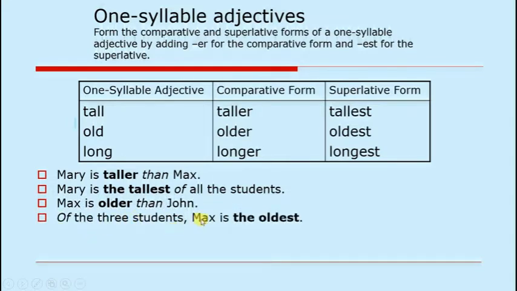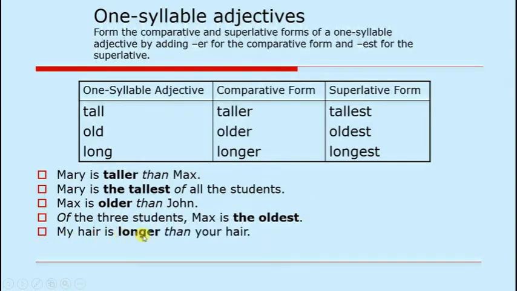Of the three students, Max is the oldest. So it's superlative here because we have old, the adjective, and est, and we have to use the before the superlative form. So guys, of the three students, we have a comparison between three students, not two. So it's superlative. Who is the oldest here? Yes, Max. Max is the oldest.